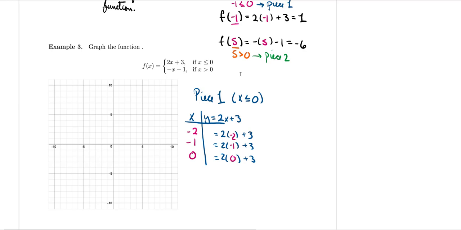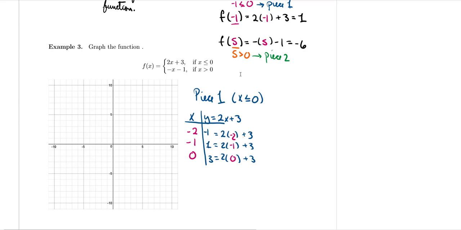All right, so the values that we will be getting are the following. 2 times -2 is -4, plus 3 is -1. Then 2 times -1 is -2, plus 3, that's a 1. 2 times 0, 0 plus 3 is 3, okay? And there we have these 3 points.